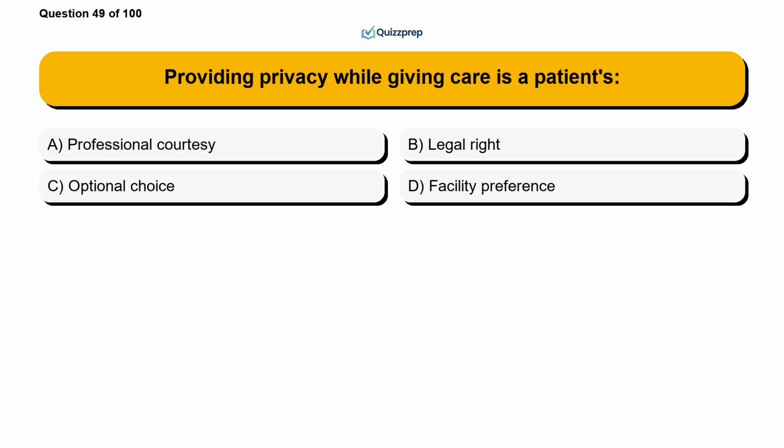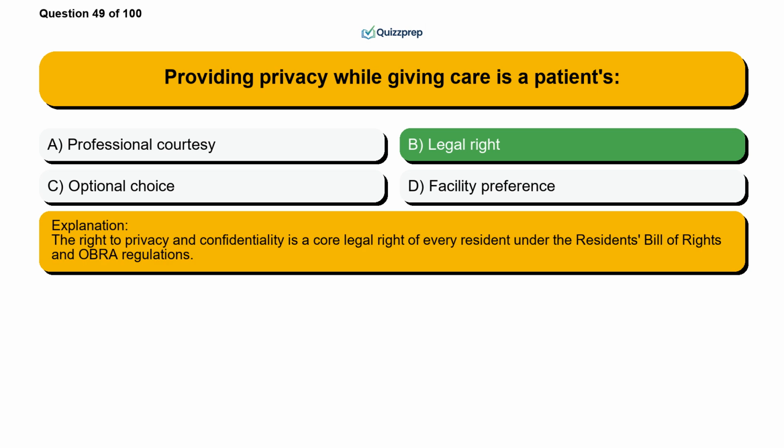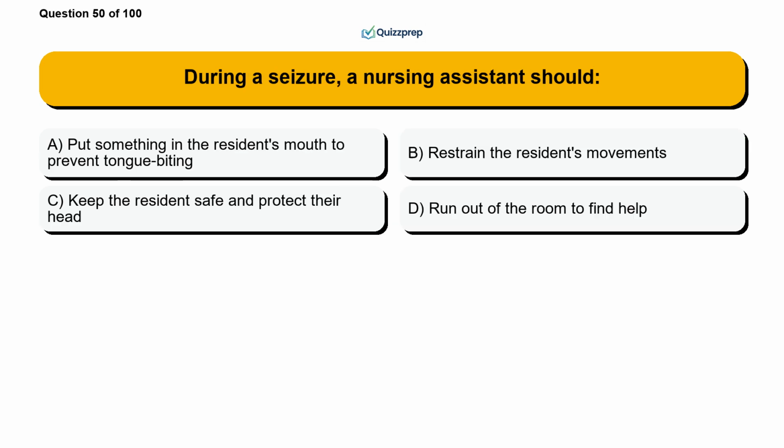Question 49. Providing privacy while giving care is a patient's: Option A, professional courtesy. Option B, legal right. Option C, optional choice. Option D, facility preference. The correct answer is option B, legal right. The right to privacy and confidentiality is a core legal right of every resident under the Residents' Bill of Rights and OBRA regulations.